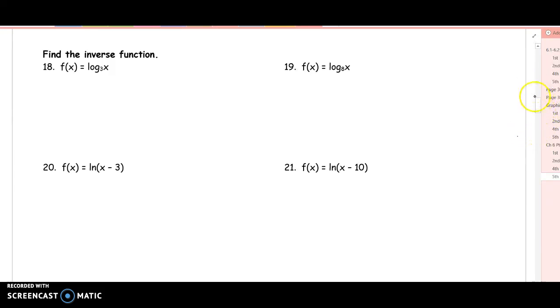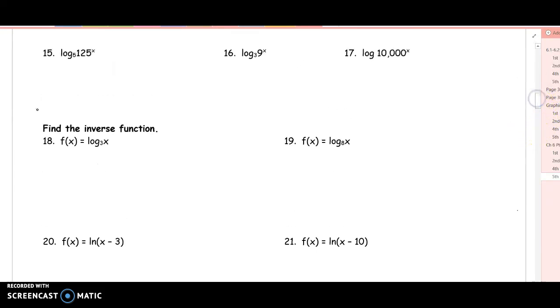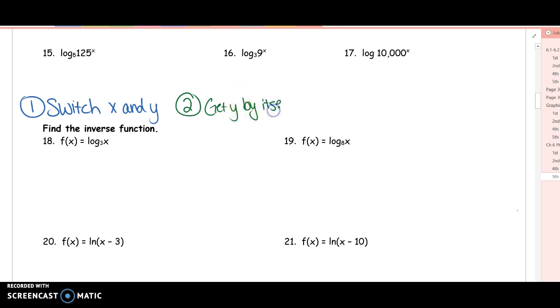When we're finding inverses of a function, your first step is always to switch x and y. Your second step is to solve for y, which means get y on a side by itself.